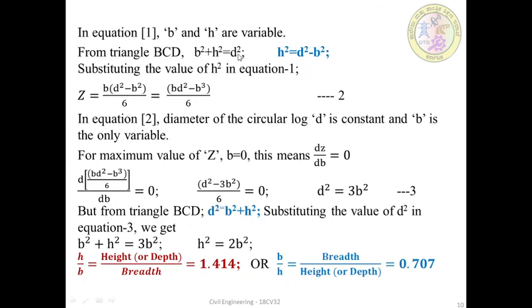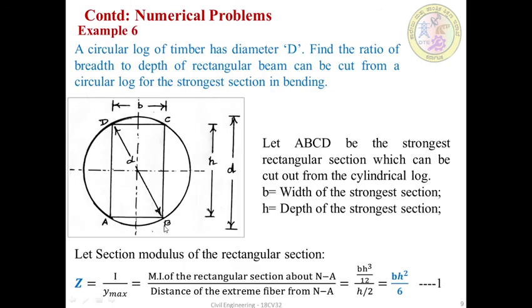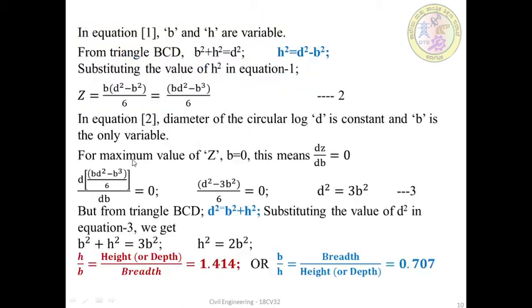In the right angle triangle BCD, applying the Pythagoras theorem, b square plus h square is equal to d square, where d is the diameter, the diagonal. So from that, h square is equal to d square minus b square.